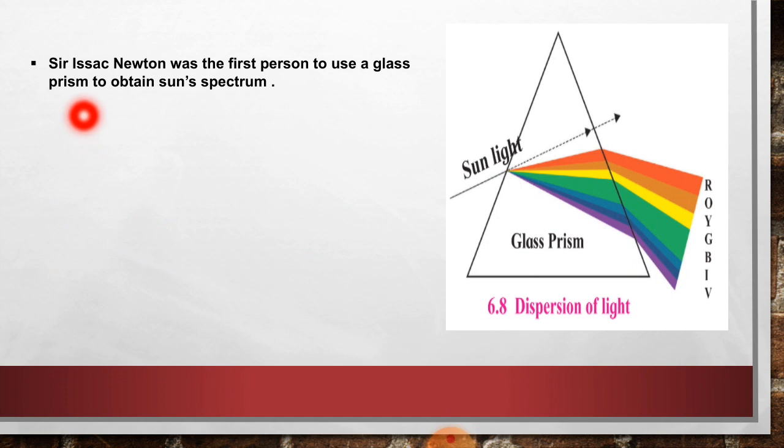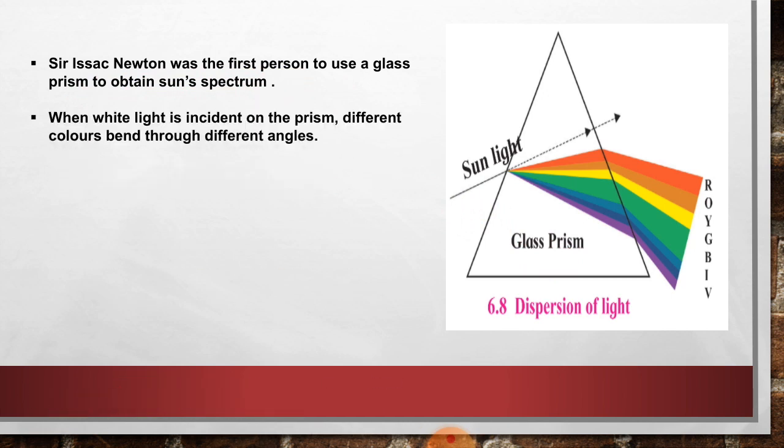Yes, Sir Isaac Newton was the first person to use a glass prism to obtain the sun's spectrum. So, Isaac Newton discovered this sun spectrum. Here is what he says: when white light is incident on the prism, different colors bend through different angles. As I have told, when white light, that is sunlight, enters the prism, the different colors bend.